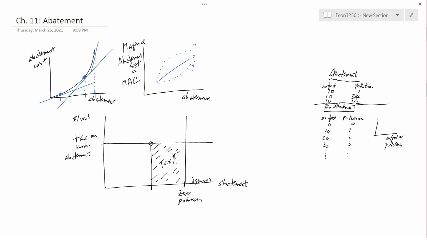Now you can see if the firm decides to become more environmentally sensitive and move this line to the right, then the amount of taxes that it's going to have to pay is going to shrink. And if, on the other hand, it decided it didn't care as much about the environment anymore and moved the abatement to the left, then the amount of tax would increase. That rectangle would increase in size.